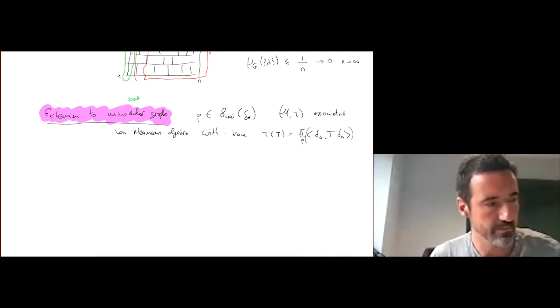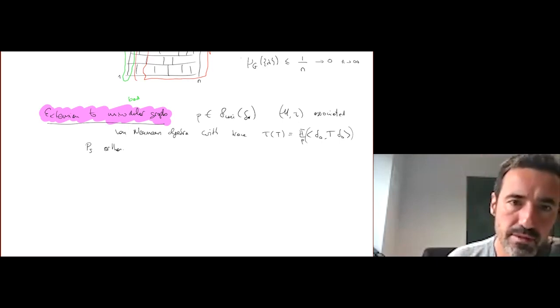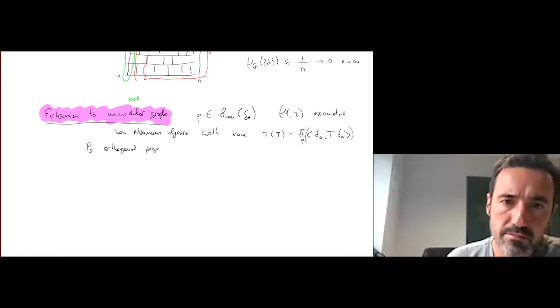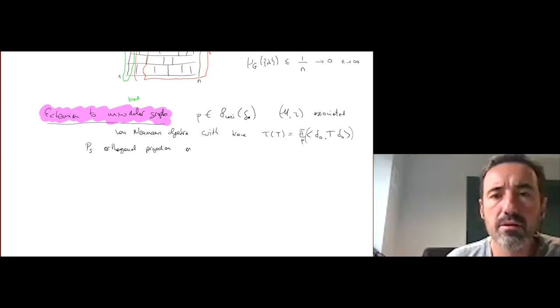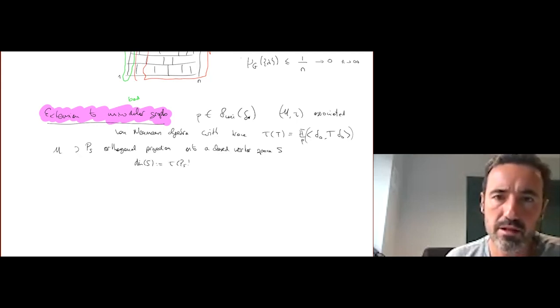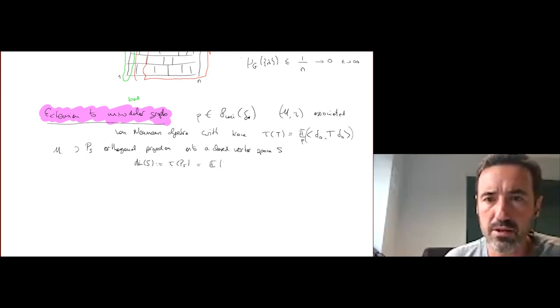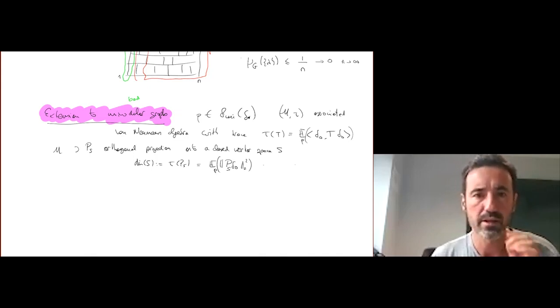Okay, and when P_S is an orthogonal projection onto a closed vector space S, and P_S is an operator in norm, the fundamental dimension of S is defined as the trace of P_S, which is the expectation of the norm of the orthogonal projection of your root. So this is the fundamental dimension.